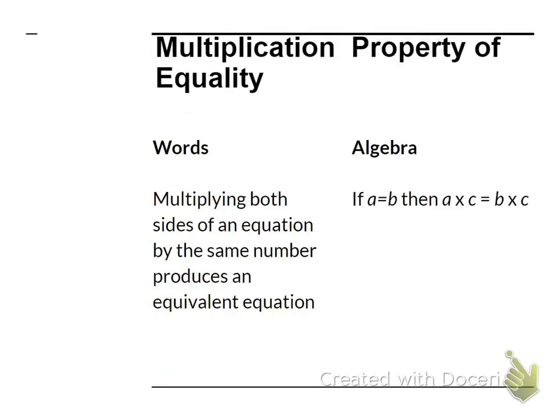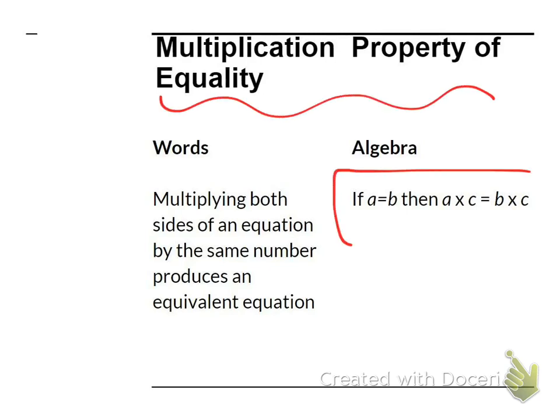All right, much like last week when we did our other properties of equality, you need to know the title of it, and you need to have the algebraic version of it. You do not need to write all the words. The multiplication property of equality states that multiplying both sides of an equation by the same number produces an equivalent equation. So in this case, they used the x to represent times. So A times C, B times C.